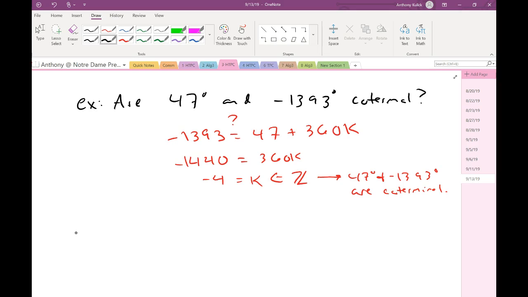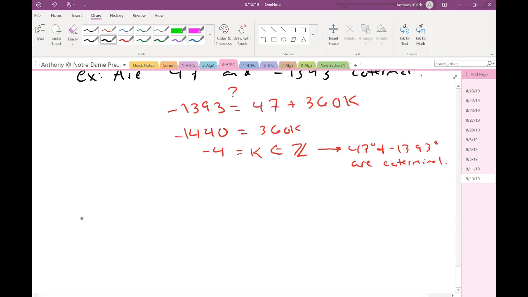It doesn't matter. Saying, is 47 coterminal to negative 1,393, is the same thing as asking, is negative 1,393 coterminal to 47. So where you place the two angles does not matter. So that's nice as well, right? Makes it harder to mess that formula up. Good question. Let's check one more.